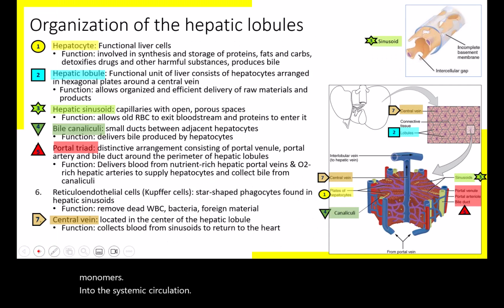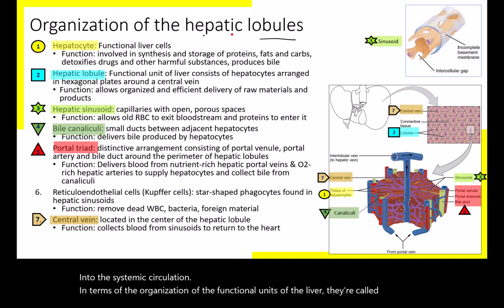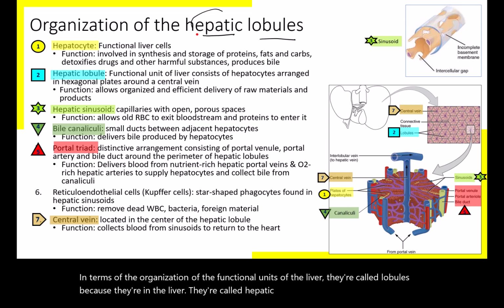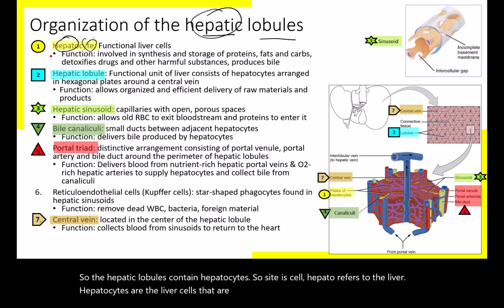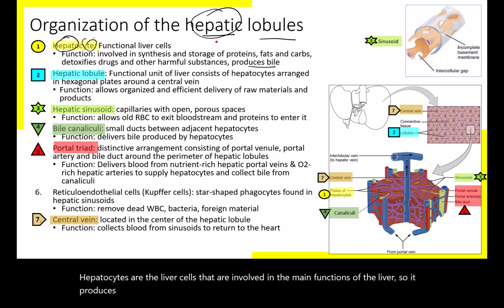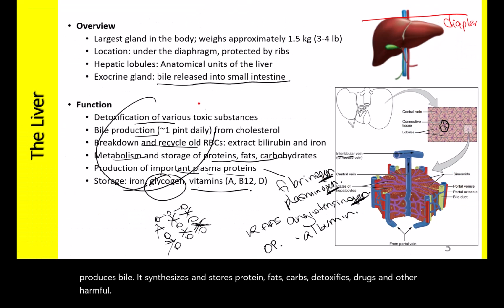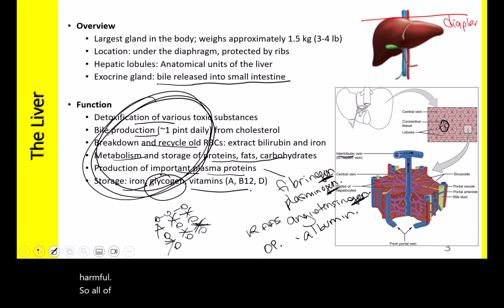In terms of the organization of the functional units of the liver, they're called lobules because they're in the liver. They're called hepatic lobules. Hepatic refers to the liver. The hepatic lobules contain hepatocytes. So cyte is cell, hepato refers to the liver. Hepatocytes are the liver cells that are involved in the main functions of the liver. They produce bile, synthesize and store protein, fats, and carbs, and detoxify drugs and other harmful substances. All of these are functions of the hepatocytes.